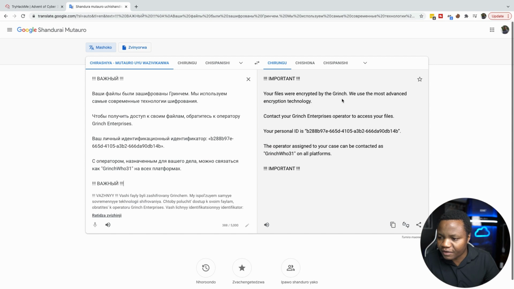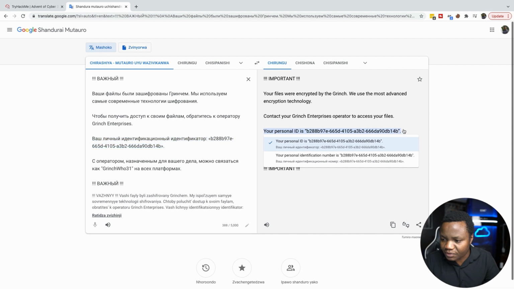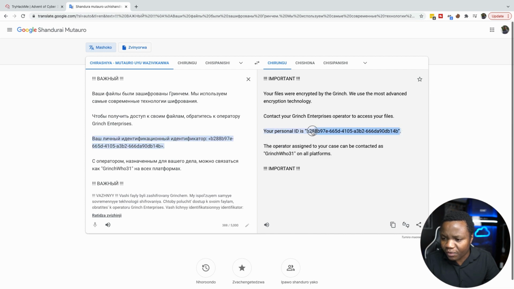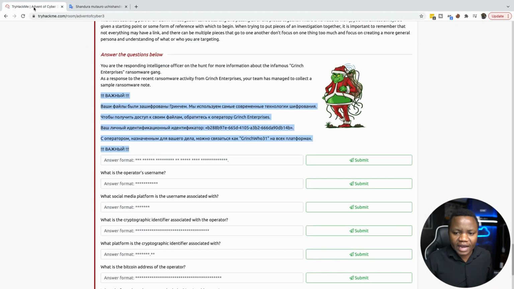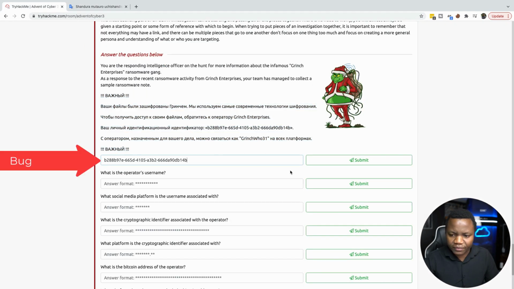And here is an important note that we got. Your files have been encrypted by the Grinch. We use the most advanced encryption technology. Contact Grinch Enterprise Operator to access your file. Your personal ID is this. It looks like that's what they are looking for in TryHackMe. So let's go and enter our personal ID. Remove the last quote.